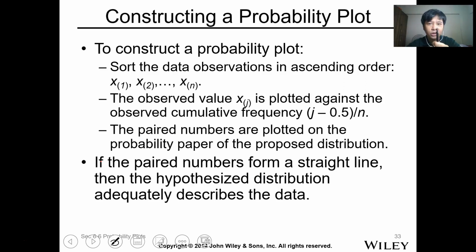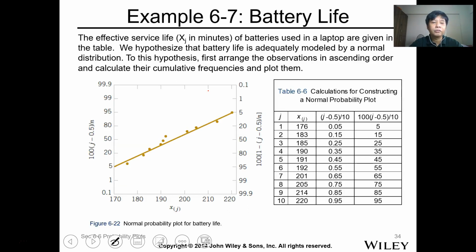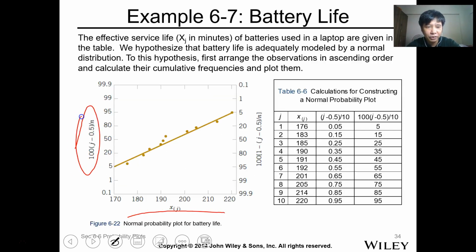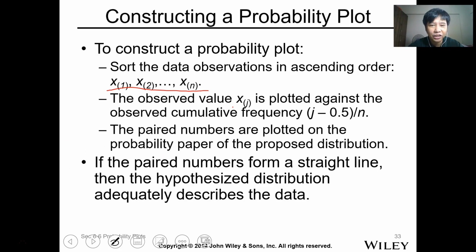Okay? Constructing a probability plot. To construct a probability plot, basically sort the data observations in ascending order, increasing. The observed value, xj, is plotted against the observed cumulative frequency, (j - 0.5)/n, and the paired numbers are plotted on the probability paper of the proposed distribution. If the paired numbers form a straight line, then the hypothesized distribution adequately describes the data. So, ipa-plot nyo lang yung data nyo at saka yung probability. Ayan yun, like probability plot.